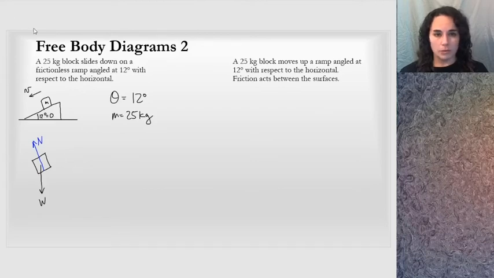And then I think about the problem. It says it's frictionless, so I don't have any resistive force. And sometimes this is the hardest part of the problem, knowing when you're done. There's just two forces acting here.